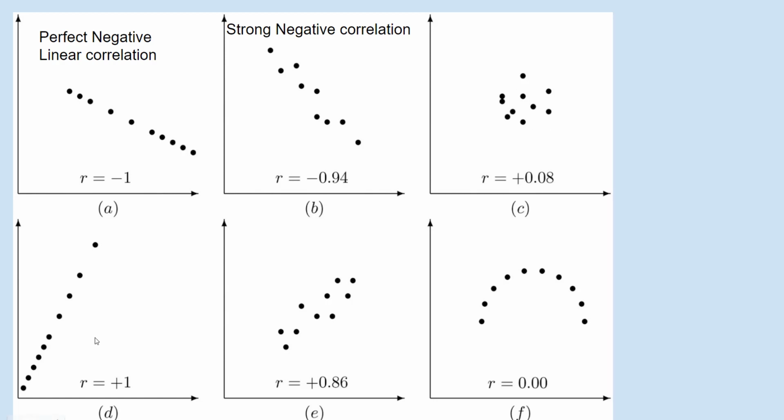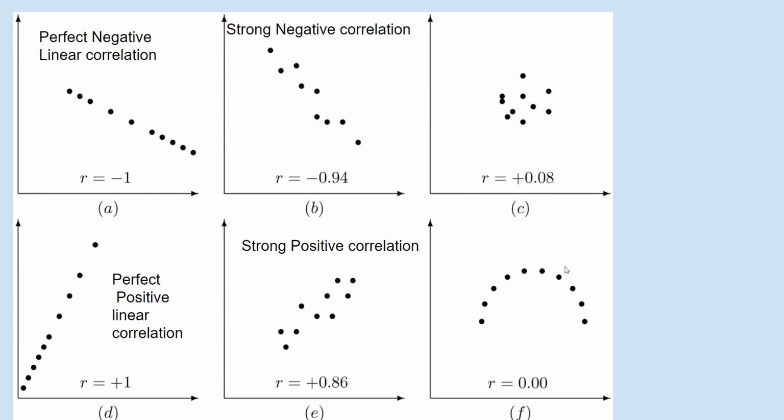For the graph on the second row, these are strongly positively correlated. As x increases, y also increases. For the middle on the second row, these are strongly positively correlated. As x is increasing, y is also increasing.